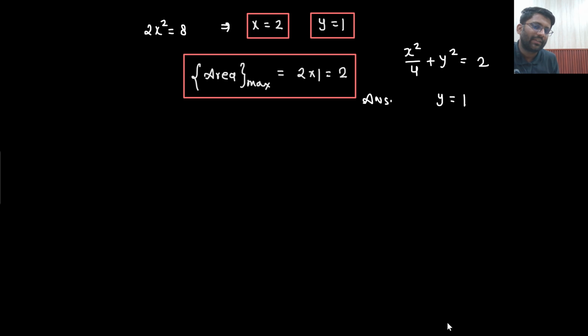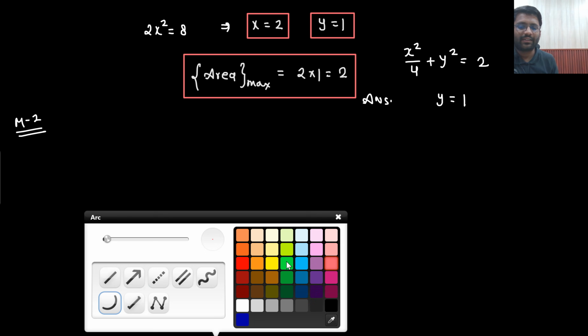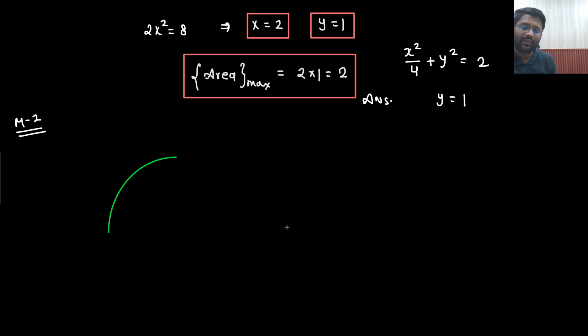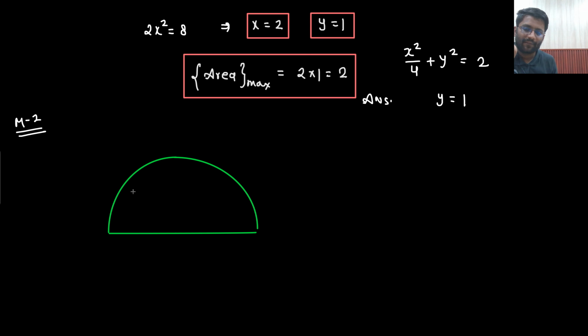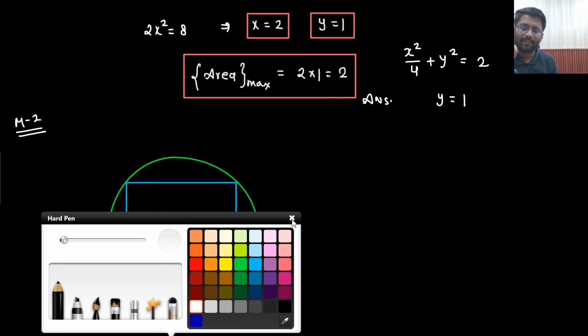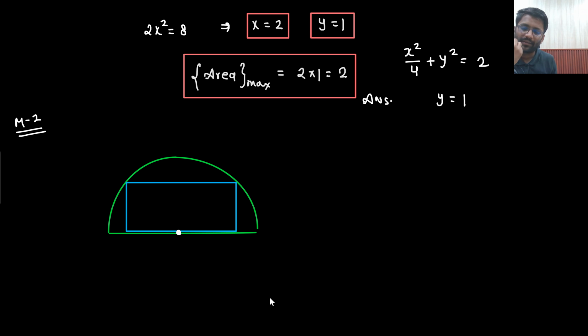Okay, this was one of the methods. Another method is there. Let's find out method 2, which I would prefer in the examination hall. In the examination hall, I would prefer this method. This is my semicircle, and here I need to create a rectangle inside. Right, and this is the center.